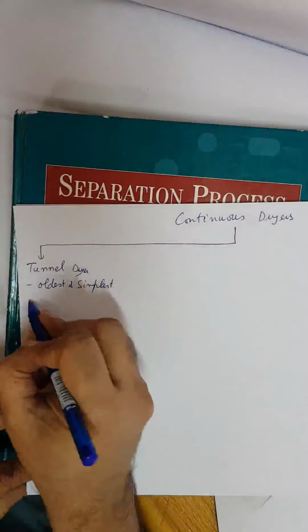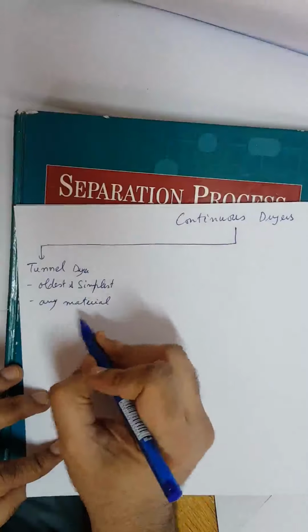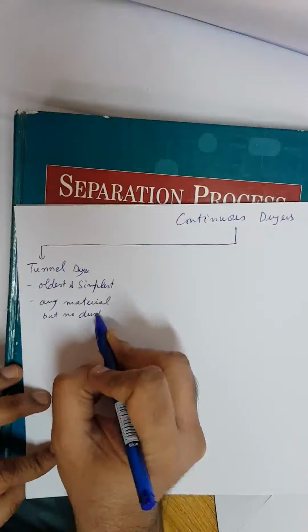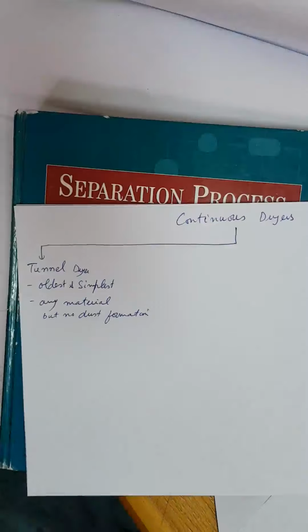So they use it for any material, but no dust formation. Because it's moving and continuous, there is a belt on which the material is dried. While moving, the belt speed is not so high that it produces dust. Okay.